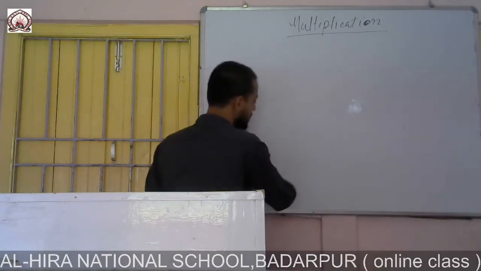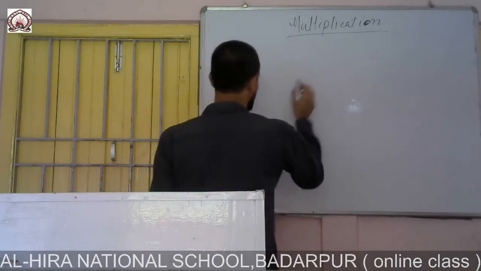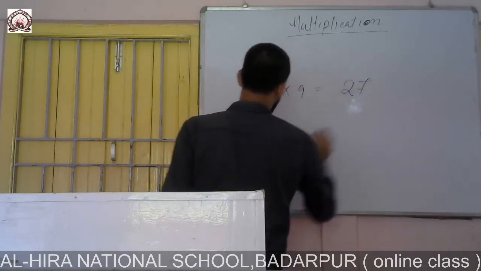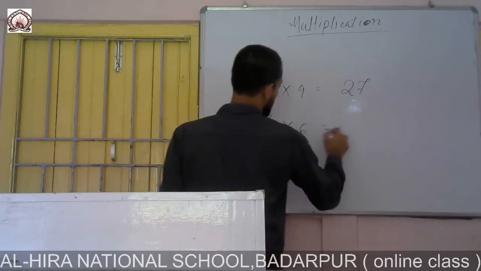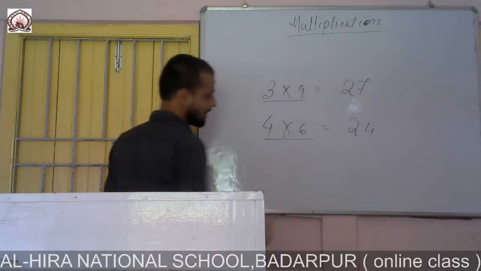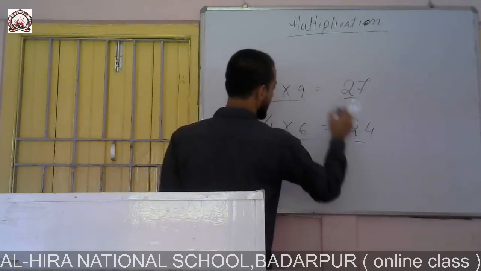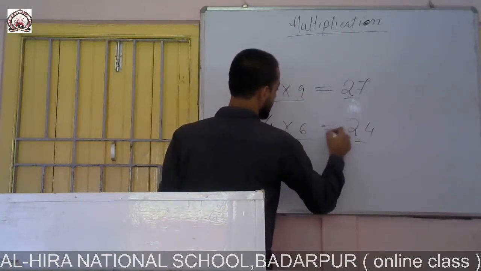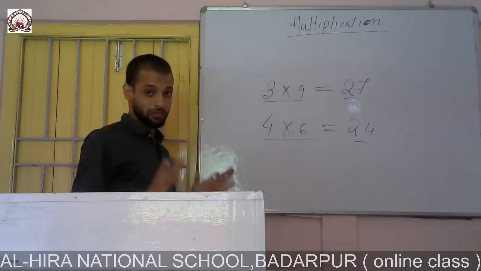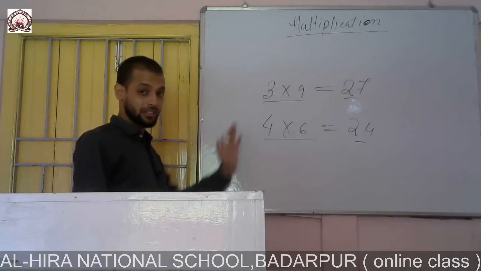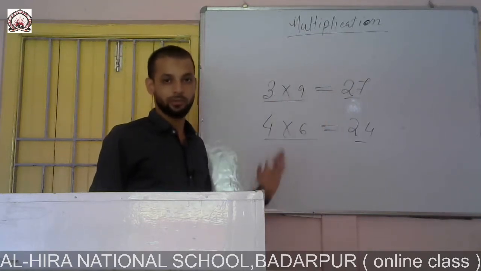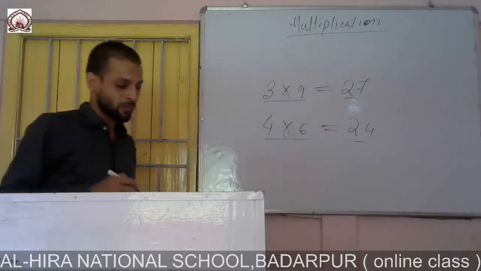So while doing multiplication, suppose 3 into 9 equals 27, 4 into 6 equals 24. These numbers are present on the left side, and these are on the right side. Here you see an equals sign is given. The numbers on the left side are the factors, and the number on the right side is the product, or you can say multiple also.